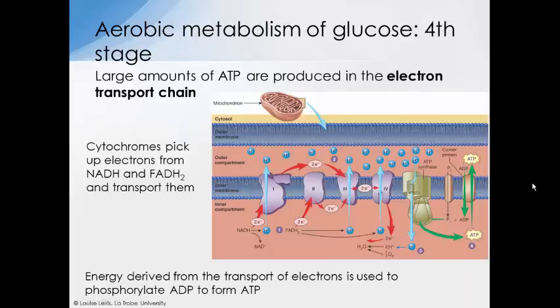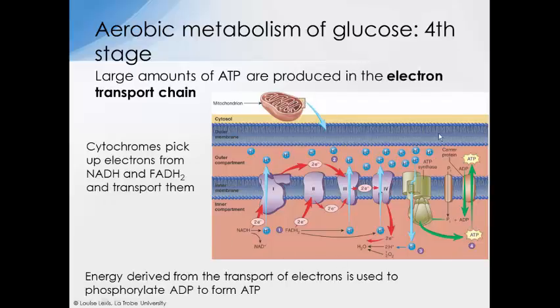So on to the 4th stage, and this is where most of the ATP is actually produced. And the pathway is called the electron transport chain. It's given this name because of the nature of the pathway. The pathway is shown here. If we look a bit closer at this diagram, this is the outer membrane of the mitochondria. Okay, so this section here is blown up into this diagram here.